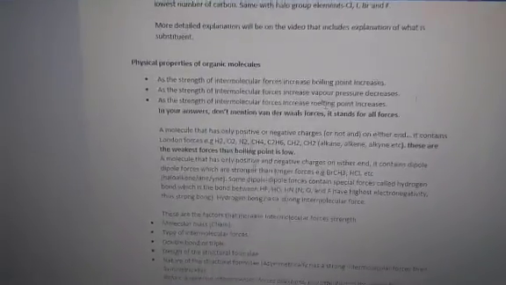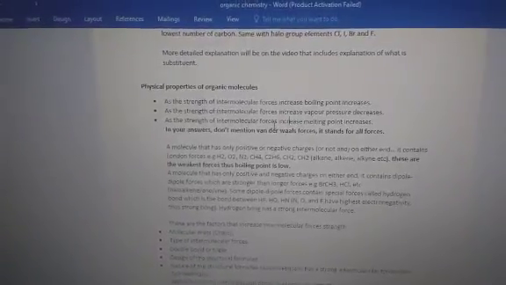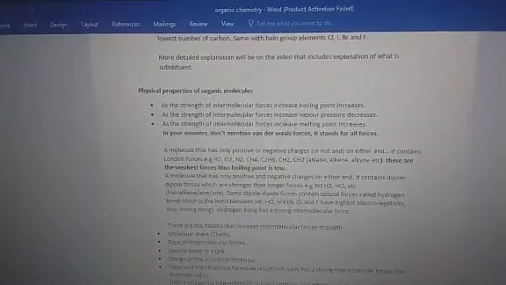The second one is melting point. Melting point is more of the same as boiling point: as the intermolecular forces increase, the melting point also increases.